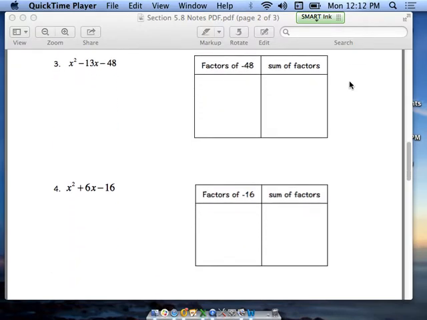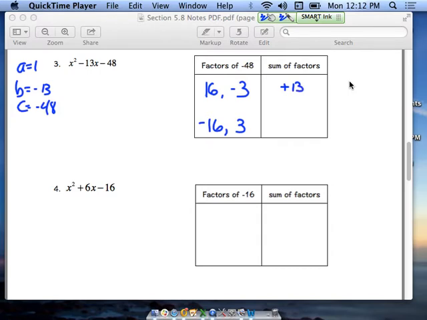Example number 3, identifying A, B, and C. A is 1, B is negative 13, and C is negative 48. So I'm looking for factors of negative 48, and when I add them together, I get negative 13. So I could try positive 16 and negative 3, or negative 16 and positive 3. 16 times 3 gives me 48. When I add the first grouping together, I get positive 13. When I switch the signs, I get negative 13.